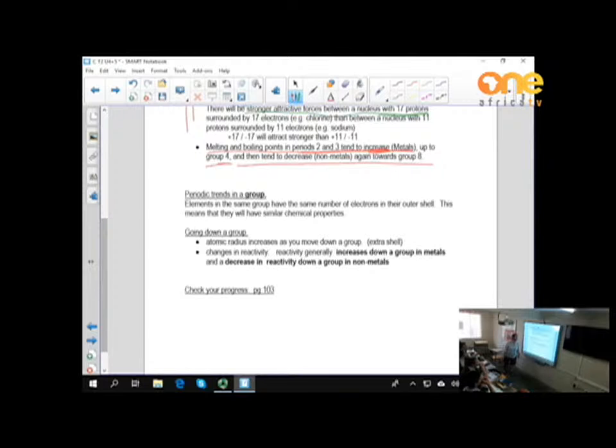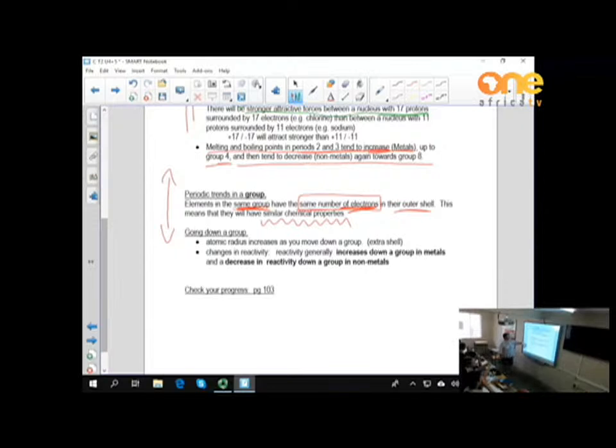Periodic trends in a group. What are the groups? The groups are the vertical columns. We say elements in the same group have the same number of electrons in their outer shell. This means that they will have similar chemical properties. For example, they have got 3 bonding places. So they will bond onto 3 things having a single bonding place. Do you understand? All of them will do that.